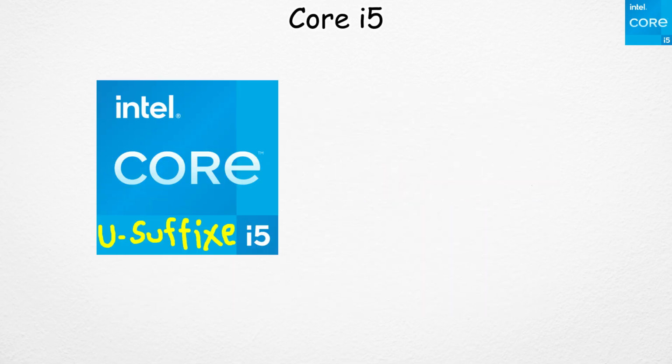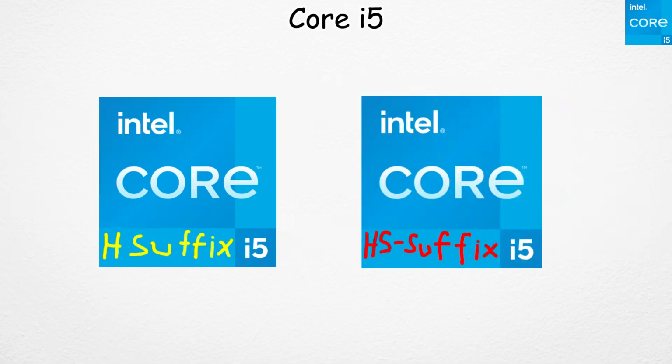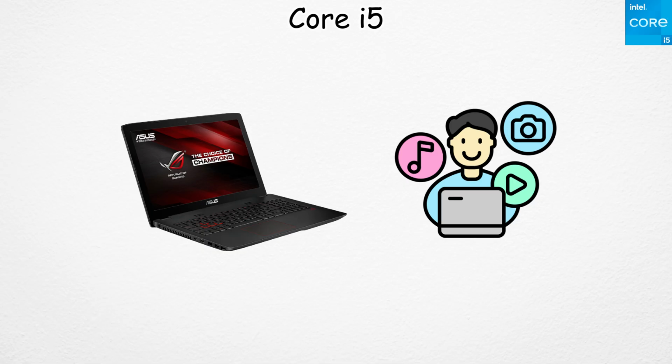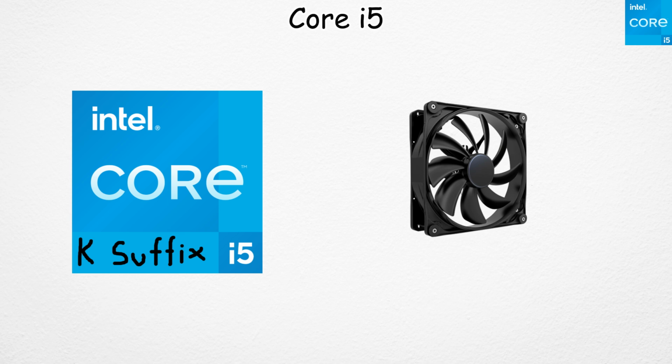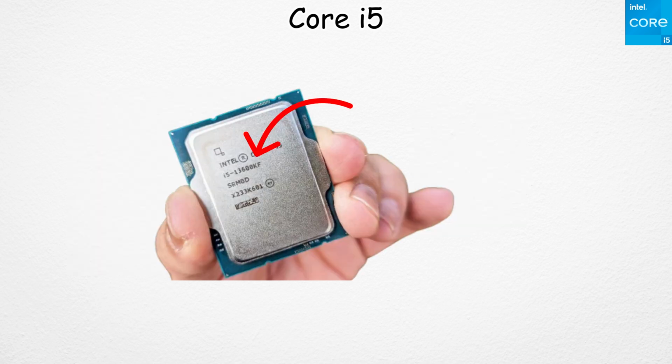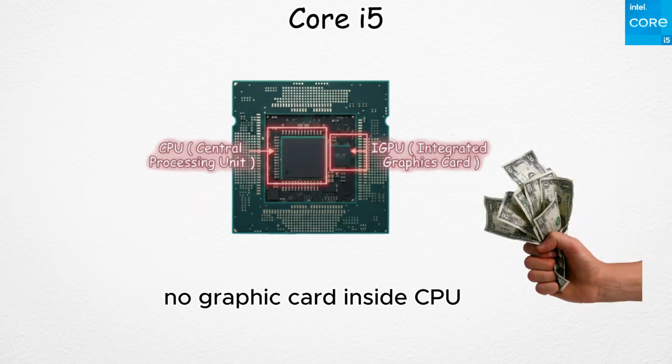Common suffixes. U, thin and light laptops prioritizing battery. H/HS, higher performance mobile chips for gaming or creator laptops. K, desktop unlocked models for overclocking. Pair with strong cooling to manage extra heat. KF, like K but without integrated graphics, usually a bit cheaper, needs a GPU.